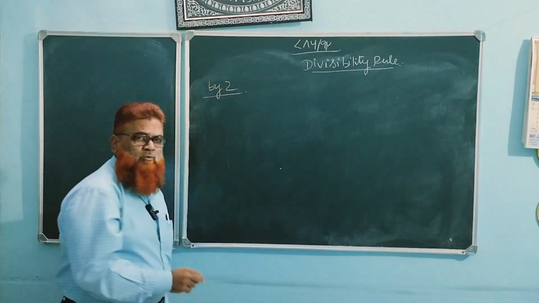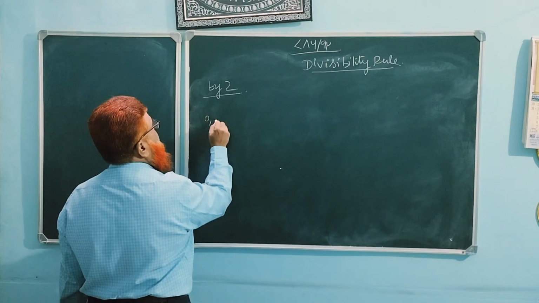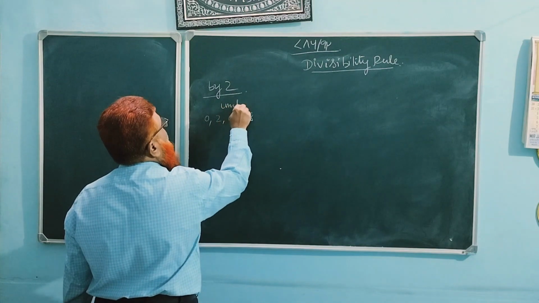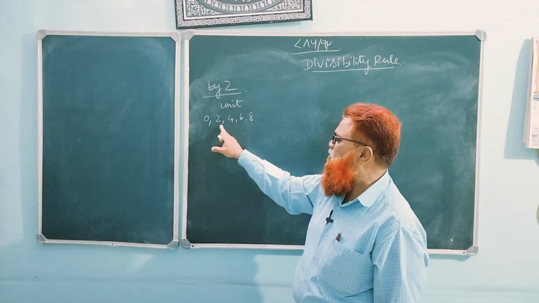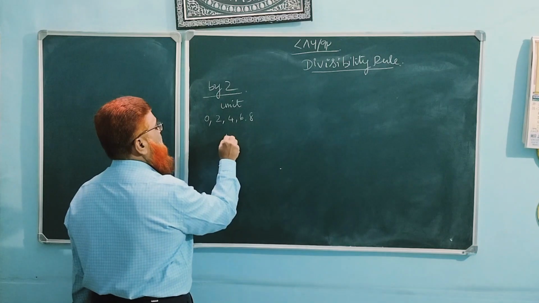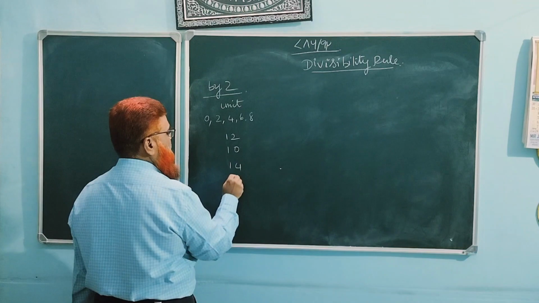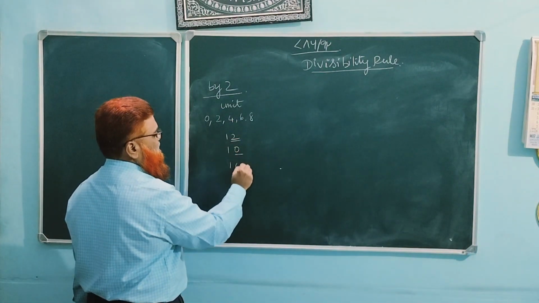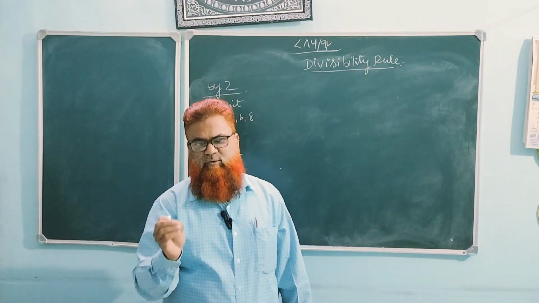Which number is divisible by 2 is very simple. Any number whose unit place is either 0, 2, 4, 6 or 8. If you find these numbers in the unit place, then you can easily say that the number is divisible by 2. For example, 12, 10, 14, 16 and 18. What do you find in the unit place? 2, 0, 4, 6 and 8. So this is the confirmative test for divisibility by 2.